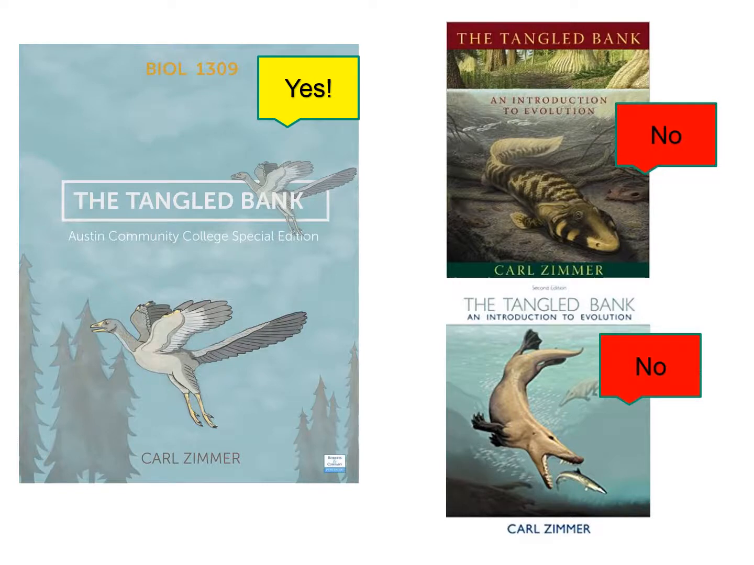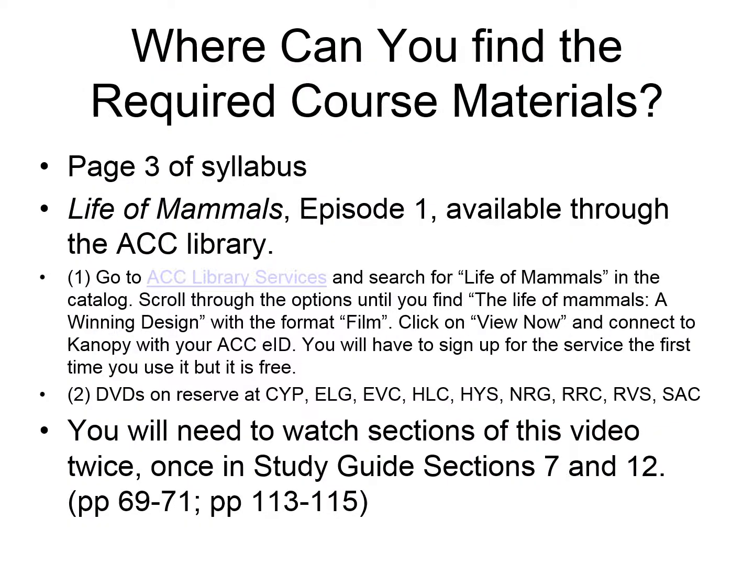Just to be clear, your book should look like the picture that's on the left, not either one of the two books that are shown on the right-hand side of the slide. You will also need to watch episode 1 of The Life of Mammals by David Attenborough, and this is available through the ACC libraries. You can go to the ACC Library Services and search for Life of Mammals in the catalog and scroll through the options until you find the one that has the format film.